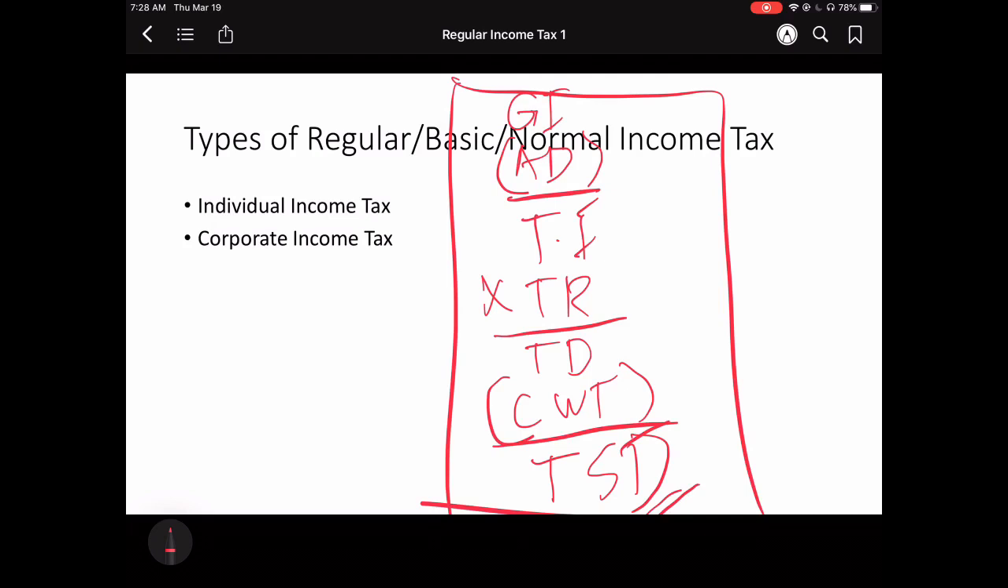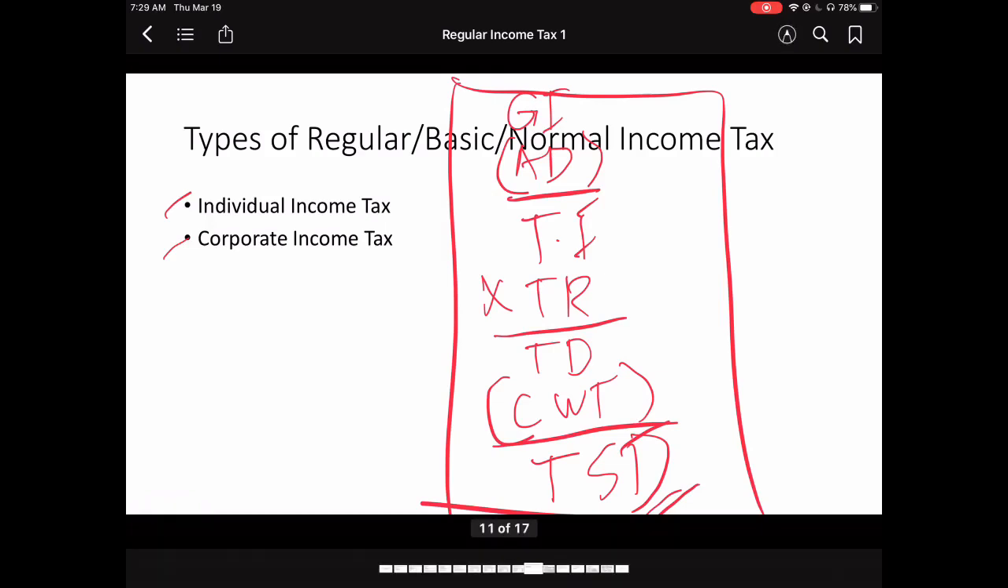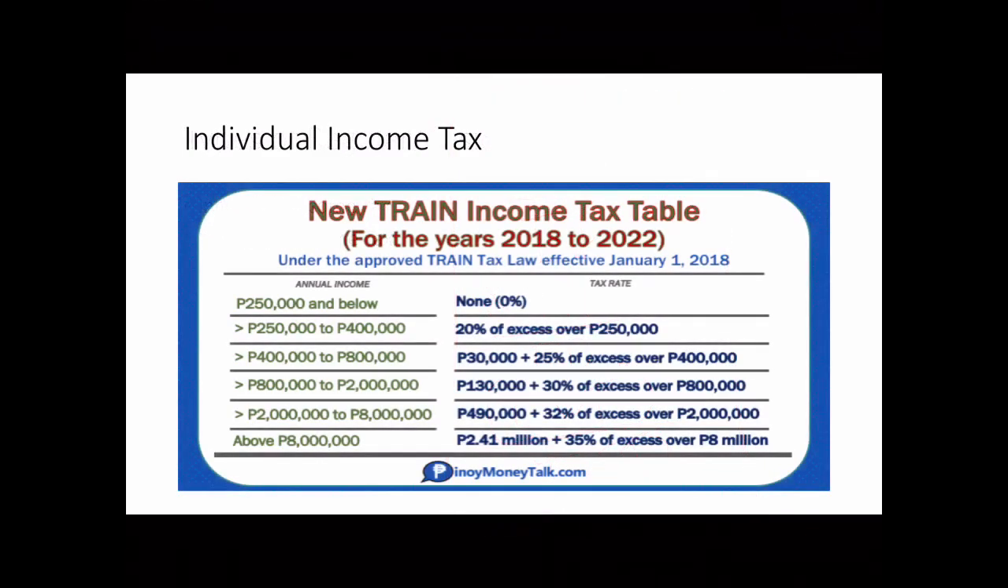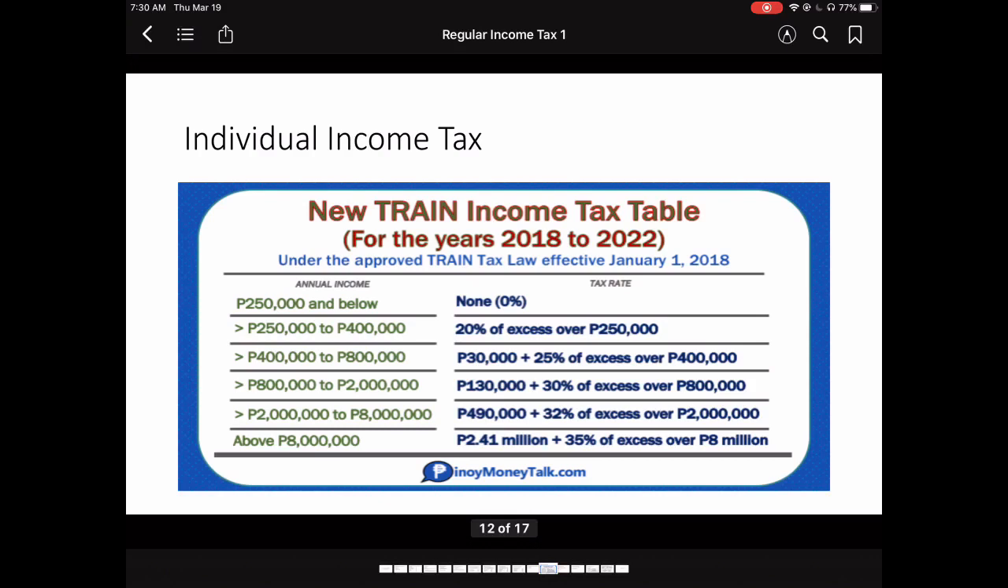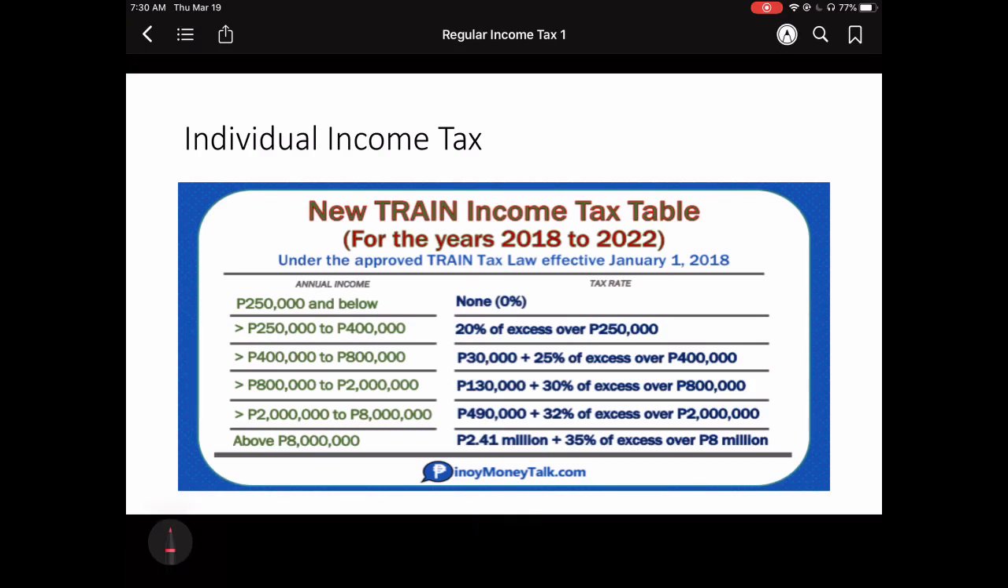So, to continue, we have here the types again of income taxpayer. We have individual taxpayer and corporate income tax. We need to identify these because these two are different, including the tax rate. Here is the tax table for an individual income earner under the TRAIN law, starting 2018.